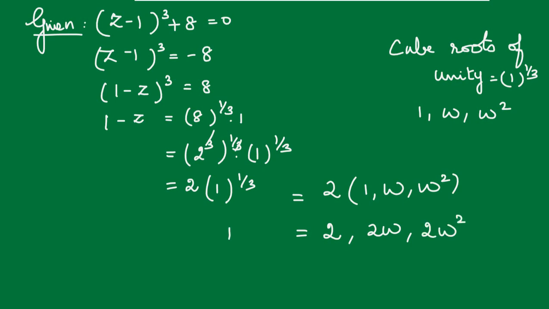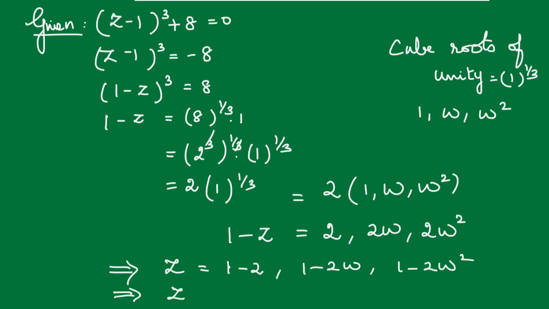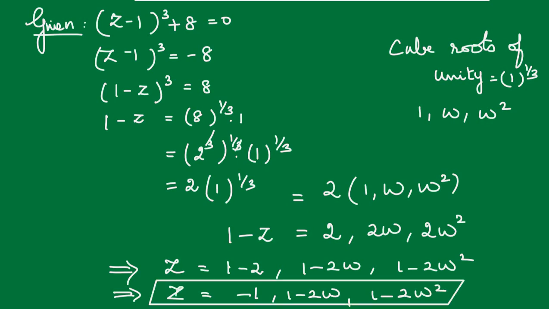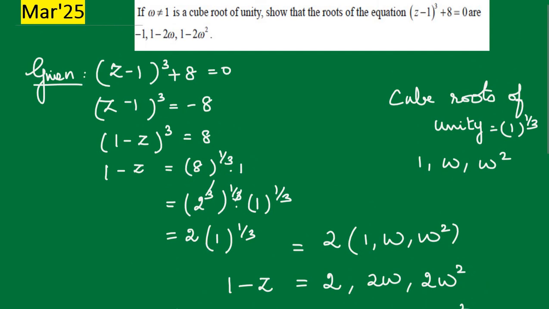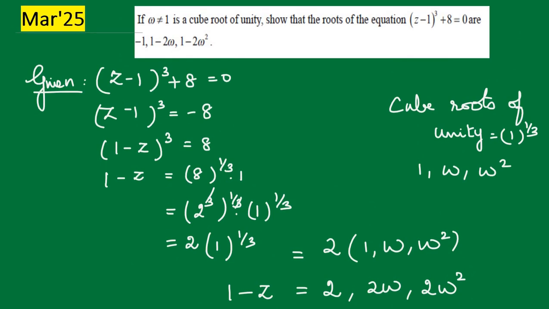On the left hand side we have 1 minus z. I want z here, so z can be written as 1 minus 2 omega squared, which implies the z values are minus 1, 1 minus 2 omega and 1 minus 2 omega squared. This is what was asked to prove: minus 1, 1 minus 2 omega, 1 minus 2 omega squared from the question.